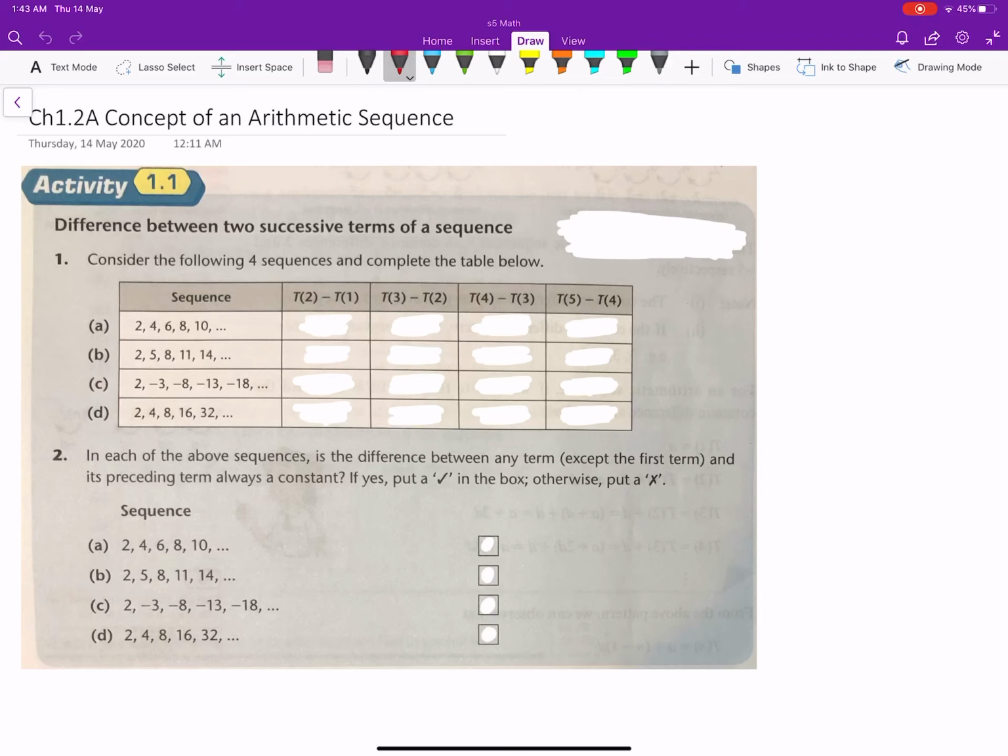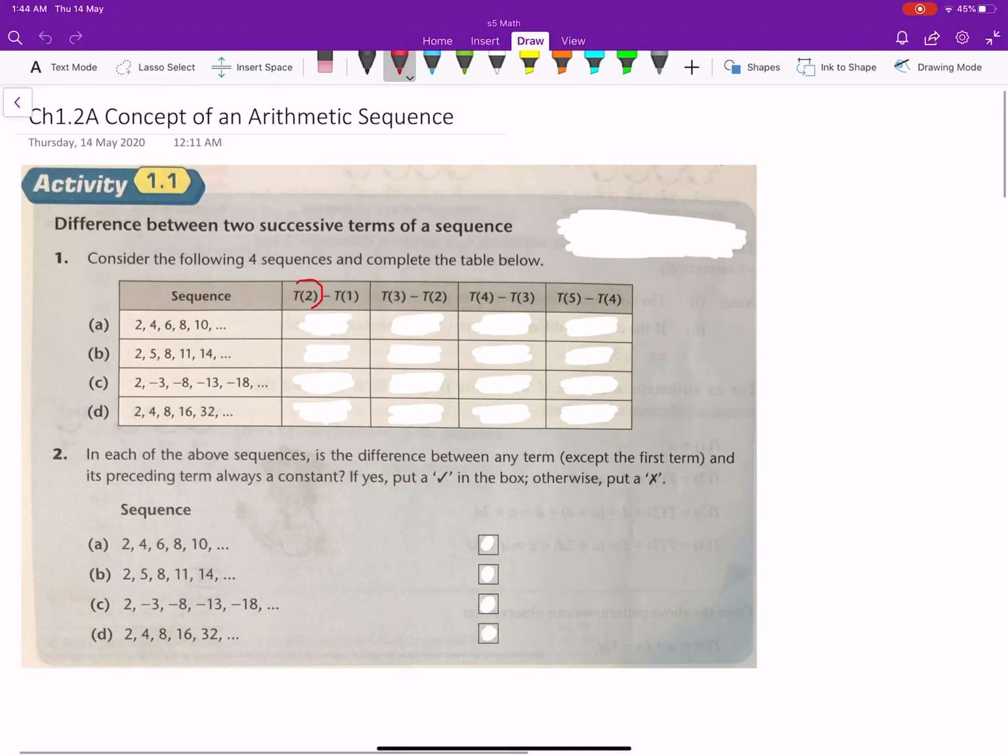So the first one is 2, 4, 6, 8, 10. And this is the second term minus the first term, which means 4 minus 2, so we will get 2. And for this one, T3 minus T2, we use the third term minus the second one. So we still get 2 in this situation.